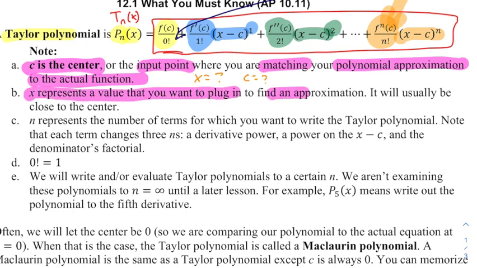Now, x represents a value that you want to plug in to find an approximation. So all of these x's up here would be like, let's say that our center is 1, so then we want to approximate maybe at 1.1, right? We want to approximate close to it. Or maybe we want to approximate farther away from it, 1.5. But it usually will be close to the center. So x is your approximation number that you're shooting for.